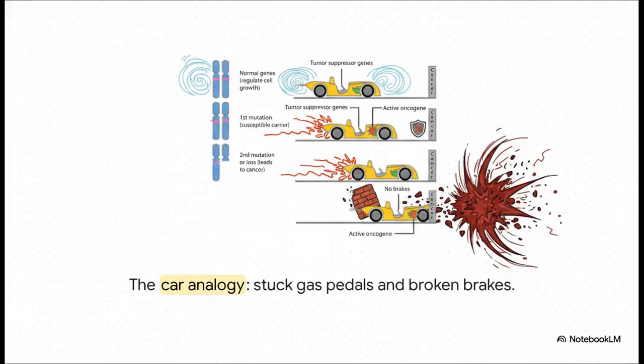To really cement this concept, imagine a normal cell is a car. An active oncogene is a car with a brick stuck on the gas pedal. It is constantly accelerating. Normally, you have brakes, your tumor suppressor genes, which can stop the car anyway, despite the stuck pedal. But if you have an active oncogene and you simultaneously lose your tumor suppressor genes, well, you now have a car with the pedal to the metal and absolutely no brakes. A high-speed catastrophic crash is literally inevitable.